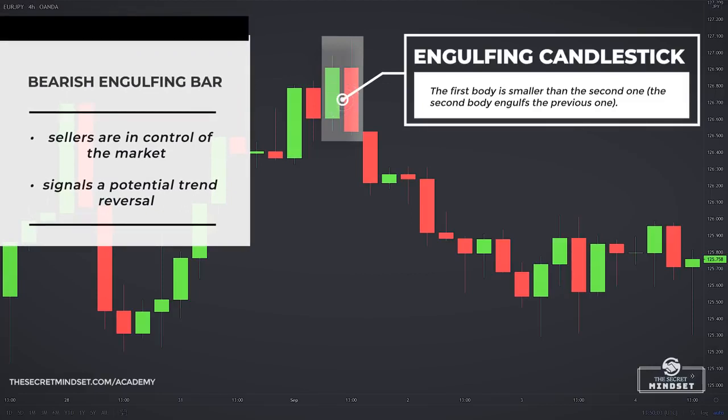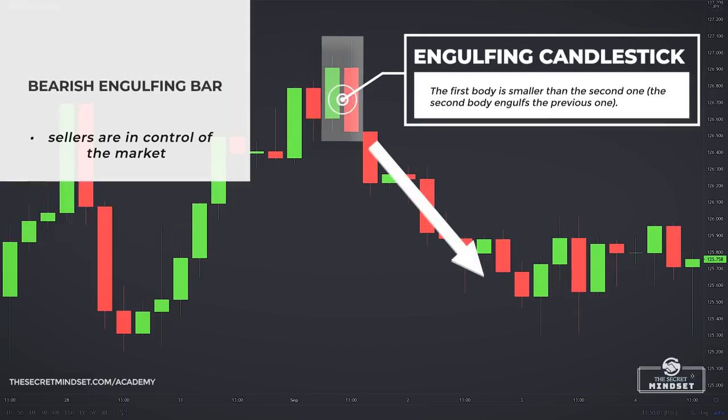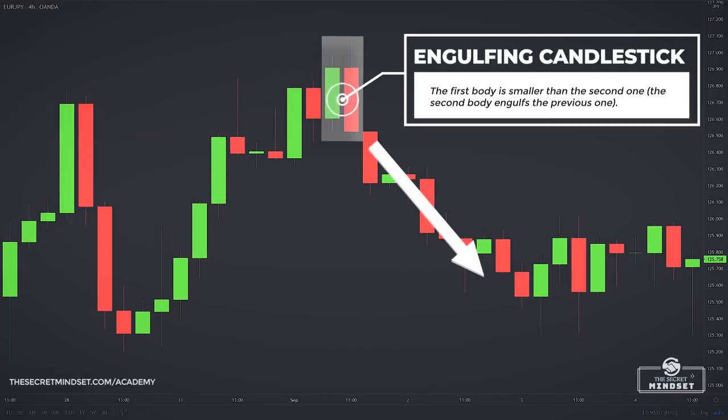When this pattern occurs at the end of an uptrend, this indicates that buyers are engulfed by sellers, which signals a potential trend reversal. Why is that? Because buyers are losing control of the market, and sellers are trying to push the market to go down.